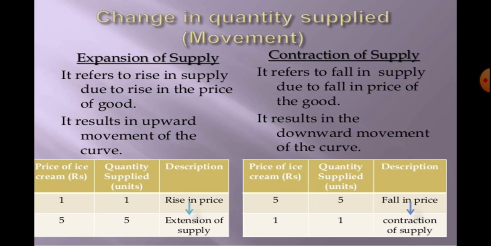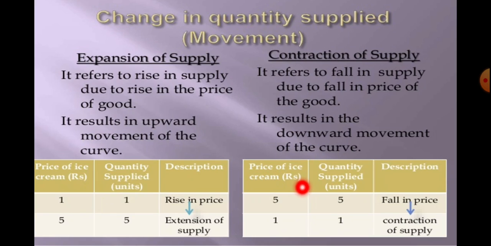So dear students, keep in your mind that change in quantity supplied occurs due to change in price of the commodity itself. So it has two aspects. One is the expansion of supply and second is the contraction of supply. As it is clear in the table, when price of the ice cream increases from rupee 1 to rupee 5, quantity supplied increases from 1 unit to 5 units. The cause is rise in price and the description is extension of supply.